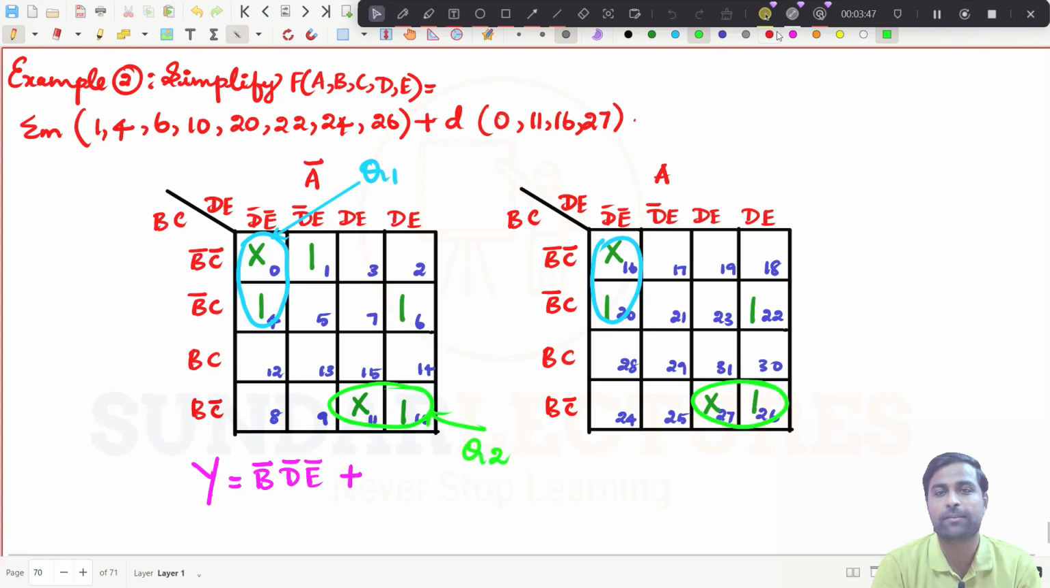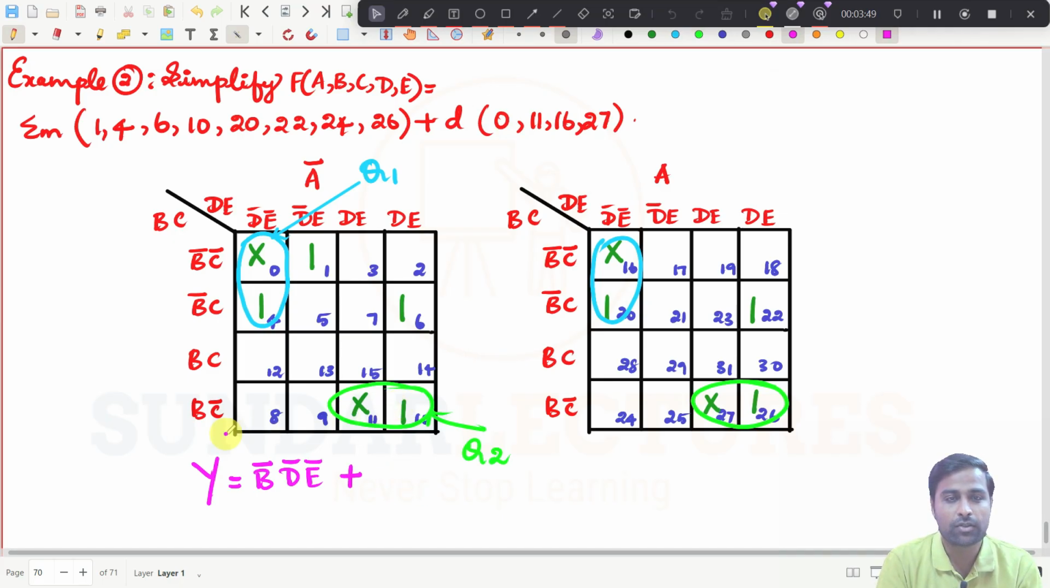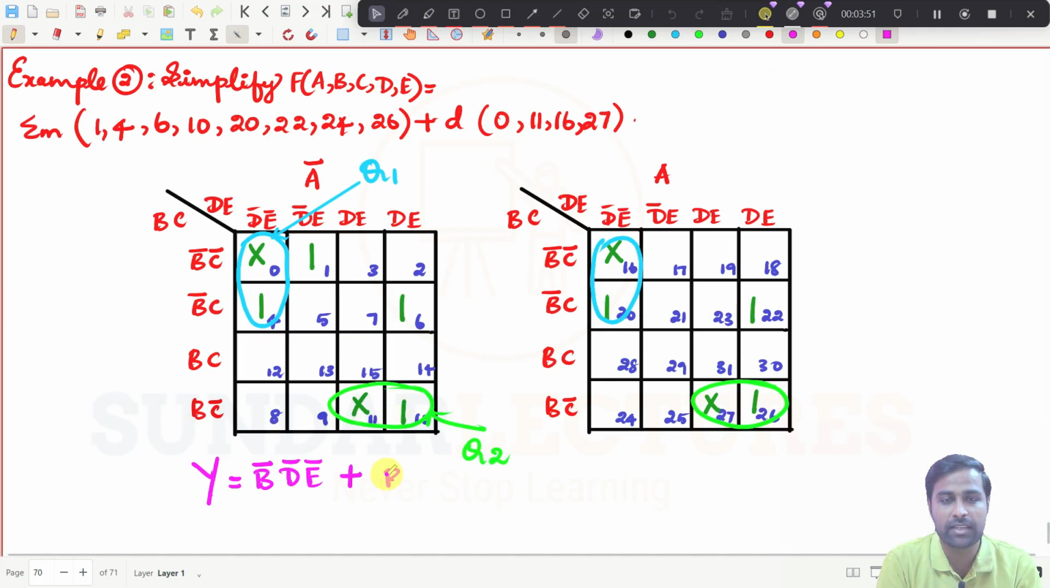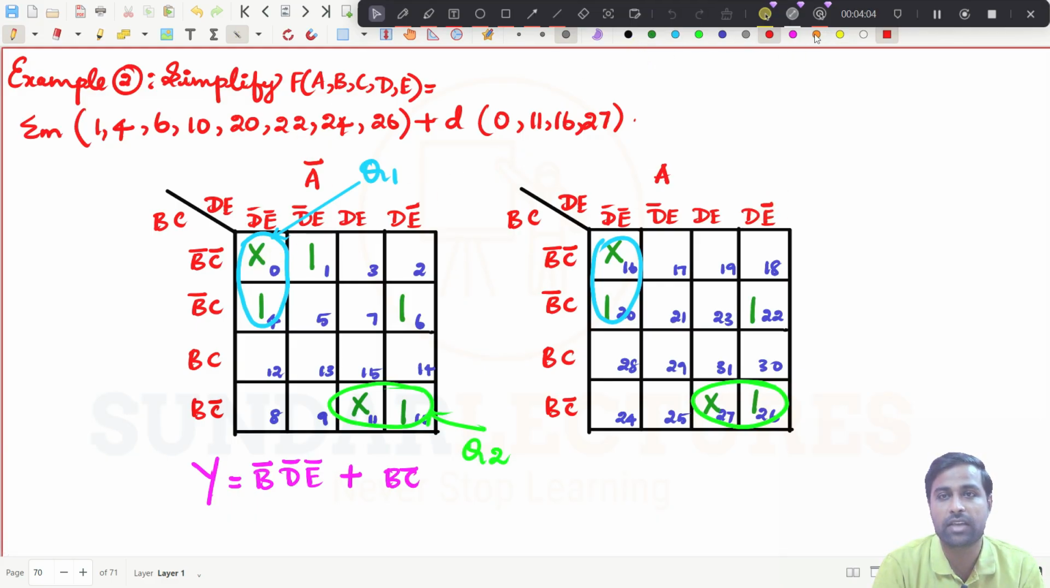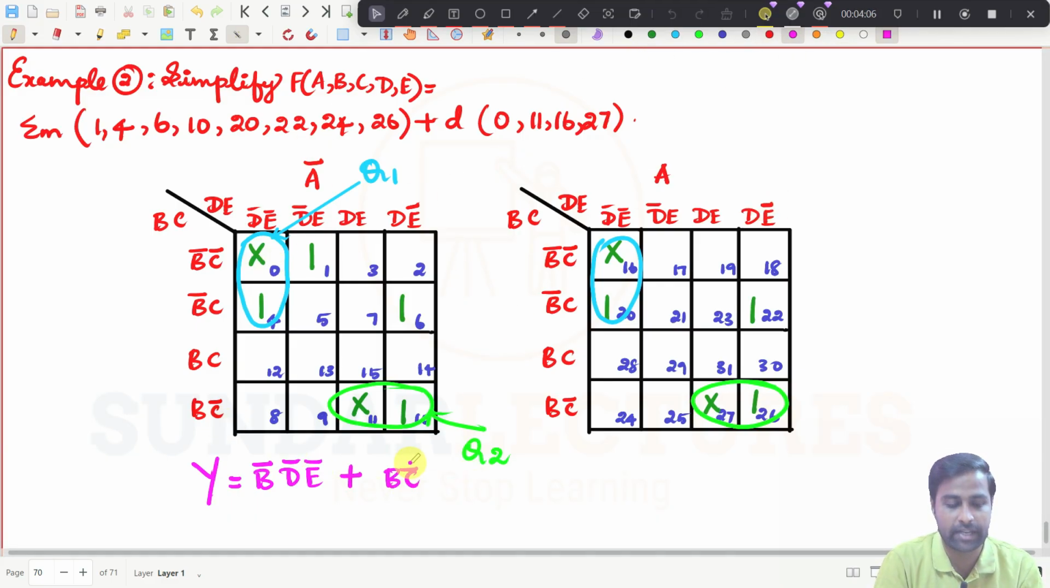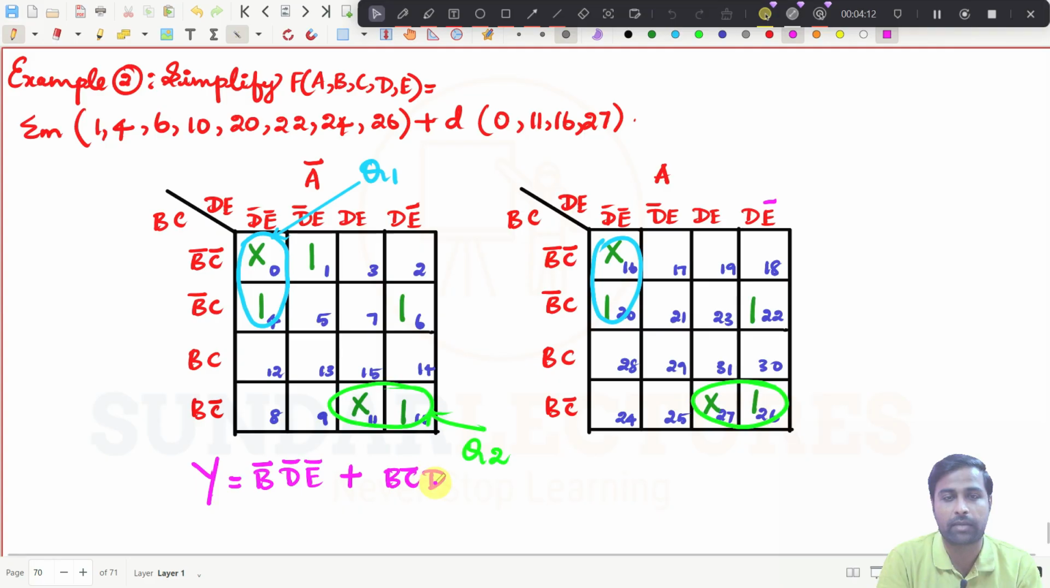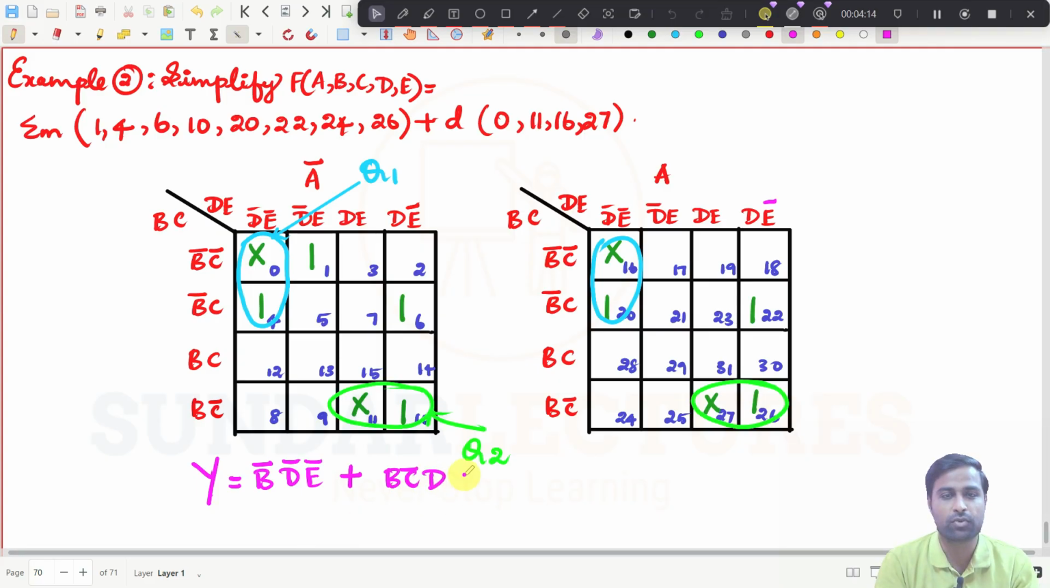So how will you write the expression? Same thing, you know. This one is BC bar straight away, and I have to compare these 2. We have made a mistake. This is DE bar. Anyway, right now, what is the output? It is BC bar. And what is the common term in these 2? D is the common term. That's all. Again, a quad reduces 2 variables.